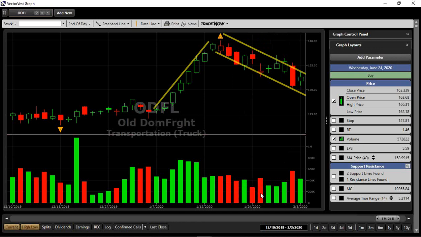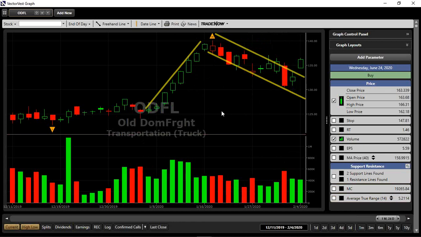It's a continuation pattern. What we're looking for and expecting to see is a continuation in the prevailing trend, in the previous move. And you can see where we get our breakout. Okay? So the breakout occurs when price closes above the upper trend line. Particularly, we want to make sure that there's volume accompanying that breakout.